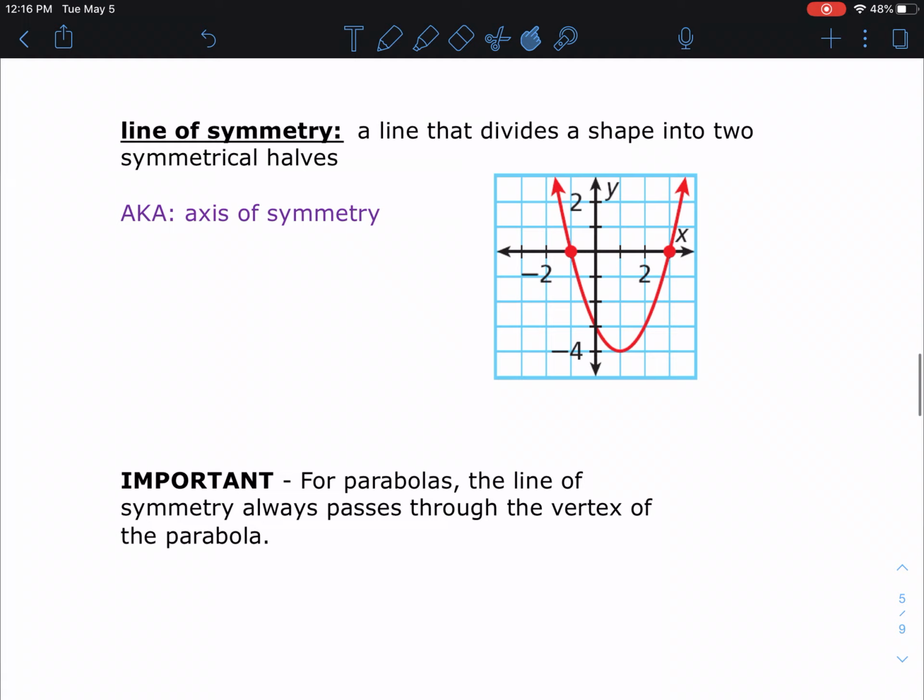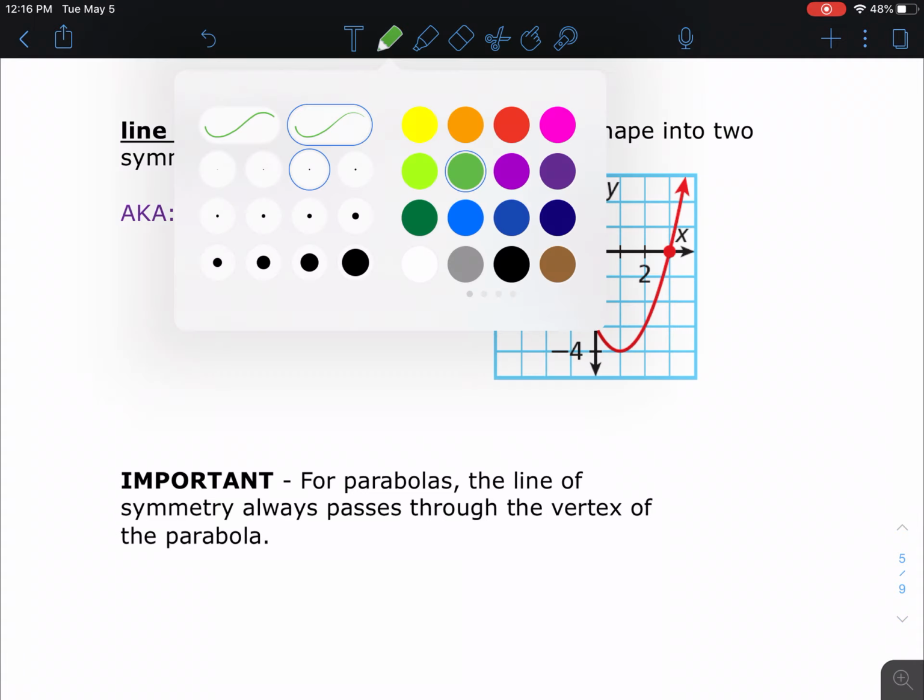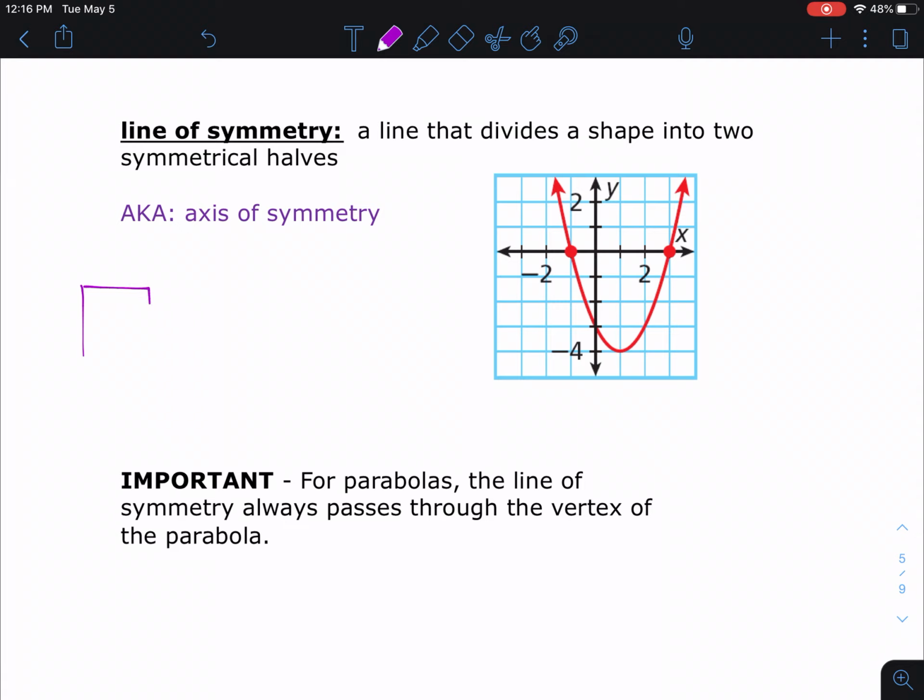Okay. The line of symmetry, we said, is a line that cuts a shape into 2 symmetrical halves. You guys are probably familiar with the line of symmetry with different shapes already. So like if you have a square, you can cut it here so that it looks the same on both sides. This way, you could do diagonals. If I drew that better, that would make more sense, but you get the picture.